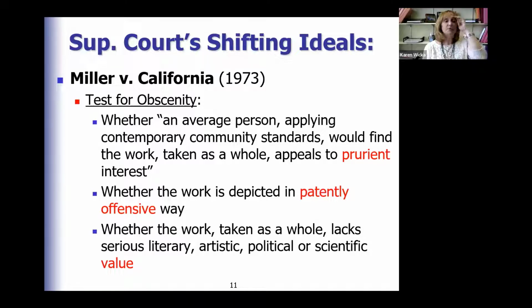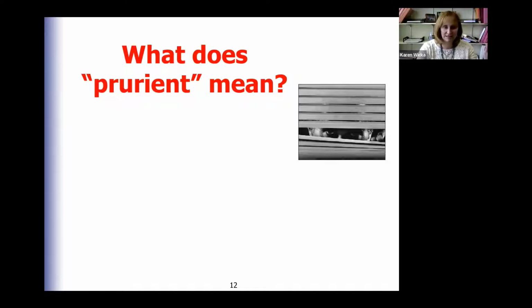Number 1, whether an average person applying contemporary community standards would find the work taken as a whole appeals to prurient interest. So the first thing is that the work would have to be deemed prurient. So what the heck is prurient? And I'll go back to that slide. So if you didn't write it all, that's okay. I'll go back to it. We have to define prurient.